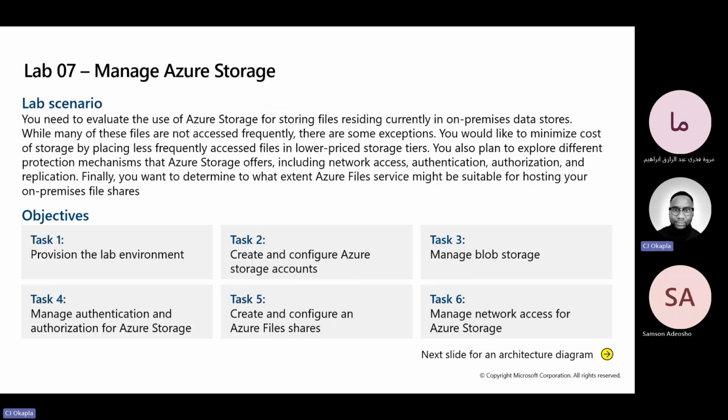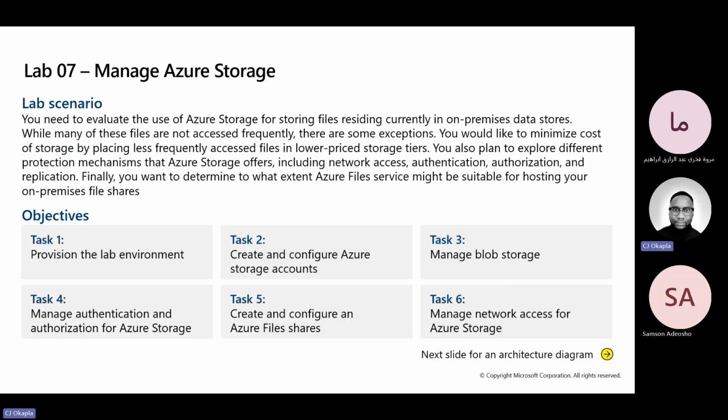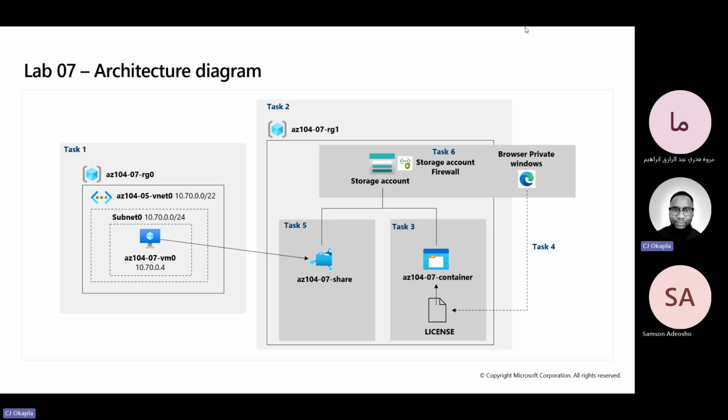For task 5, you create and configure Azure file shares. That's the Azure file shares version. And task 6 is to manage network access for the Azure storage. You already have a VNet, and we have the storage account firewall to protect access to the storage accounts. With the firewall, you create firewall rules and network rules as well to protect it.